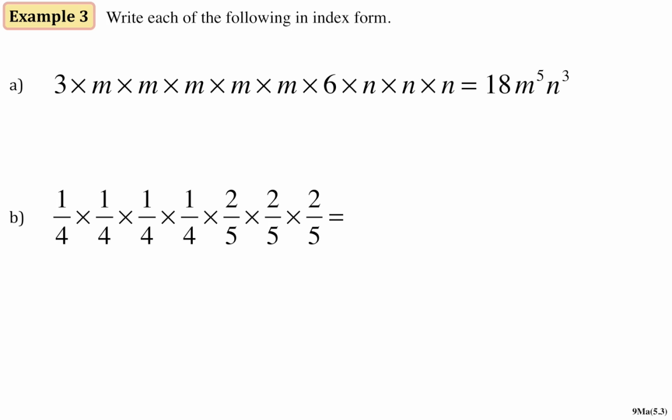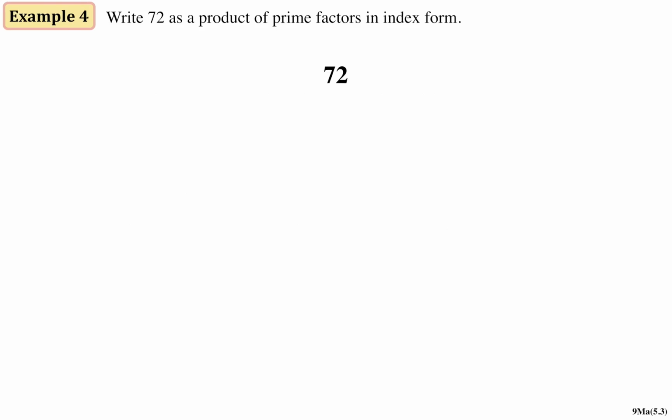What about part B? How many times does 1/4 occur? 1, 2, 3, 4. So it's 1/4 to the power of 4. And 2/5 happens 1, 2, 3 times. So times 2/5 to the power of 3. Now that times sign there is optional. You could actually cover that up and just have 1/4 to the power of 4, 2/5 to the power of 3. The times sign is optional. If it's not there, it's assumed that you read it as being there.